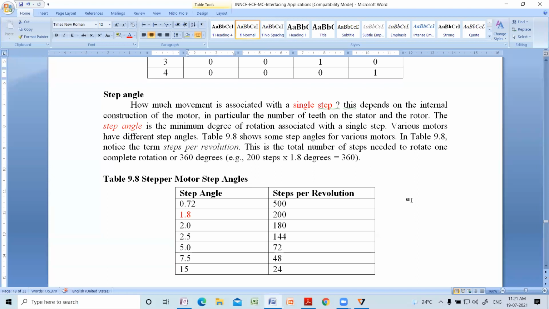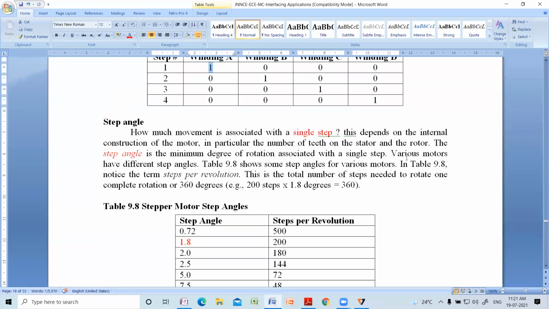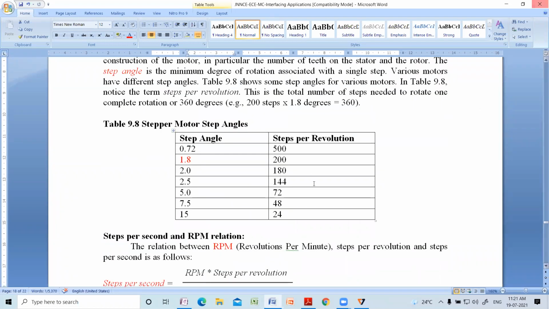The total number of steps needed to rotate one complete rotation is 360 degrees divided by 1.8 degrees. That is a single step. So totally it is 200 steps. So if the step angle is 1.8, you are going to get 200 steps for resolution.